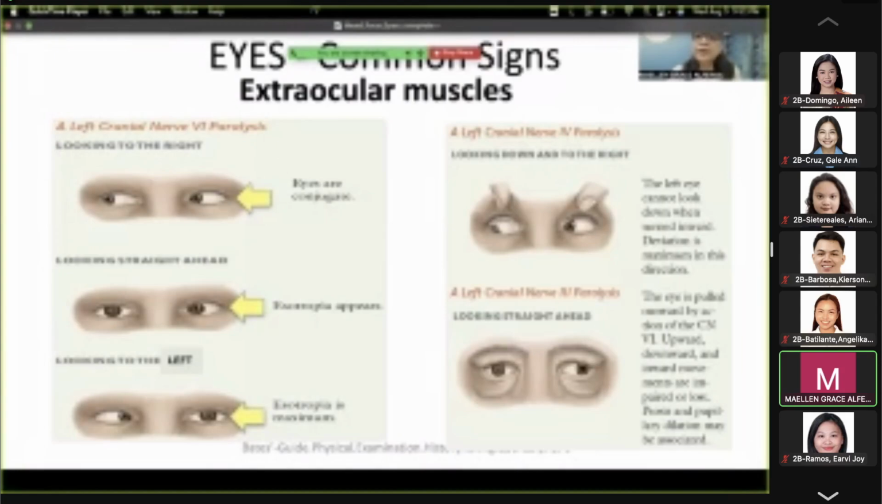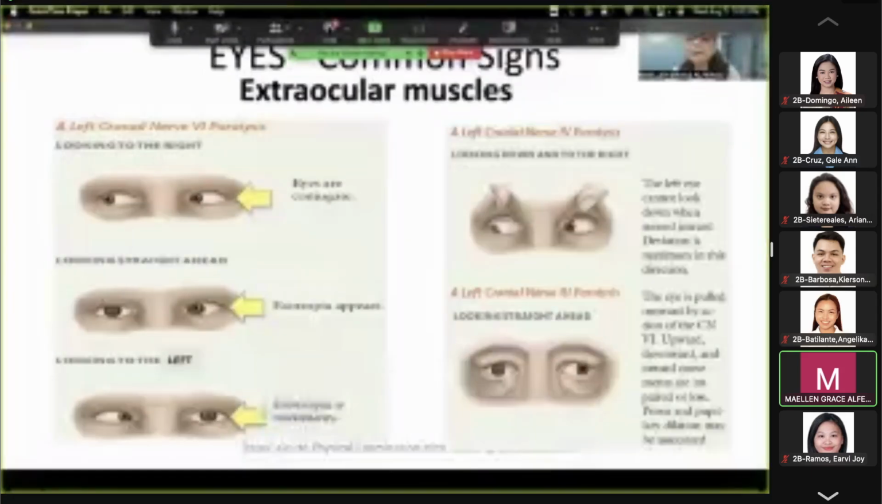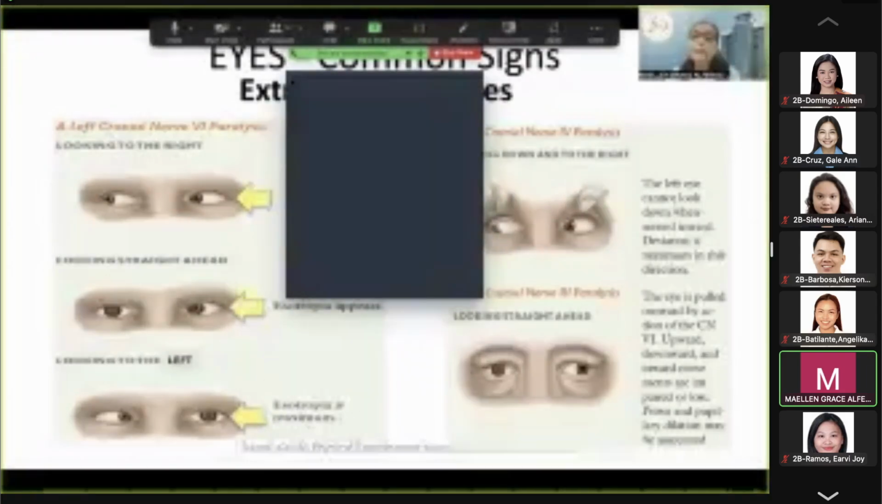Now, let's go to cranial nerve 4 paralysis, which innervates your superior oblique. So, the problem with paralysis of the superior oblique is that you will have difficulty looking downward and inward. So, if you look at the left eye here, the deviation is maximum when you ask the patient to look downward and inward. Okay?